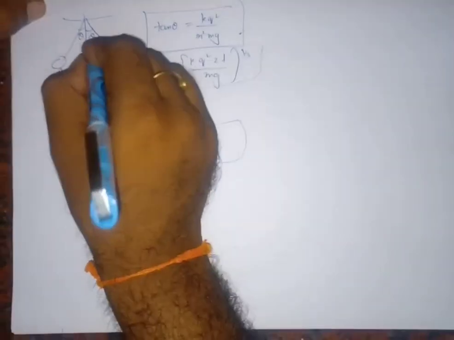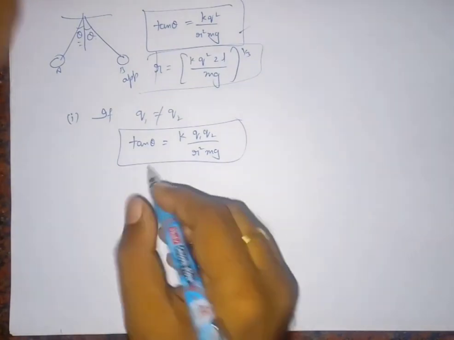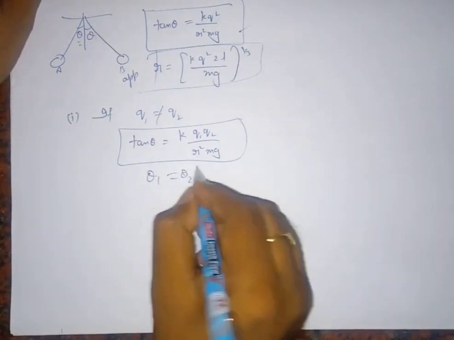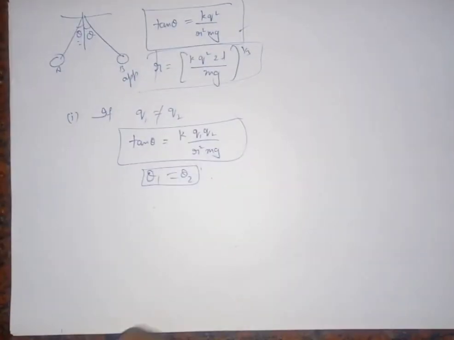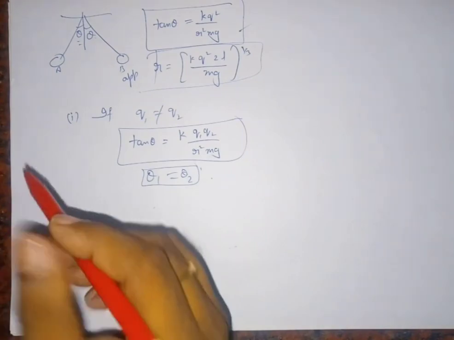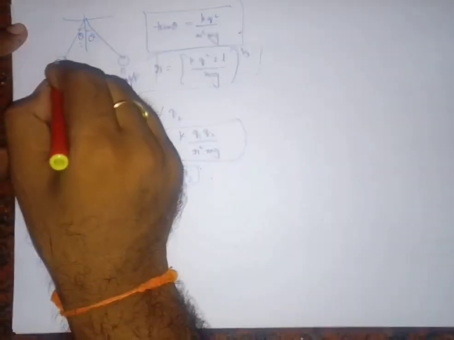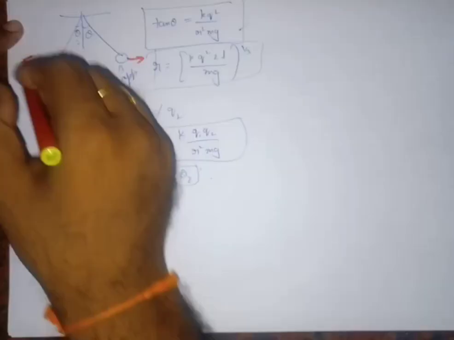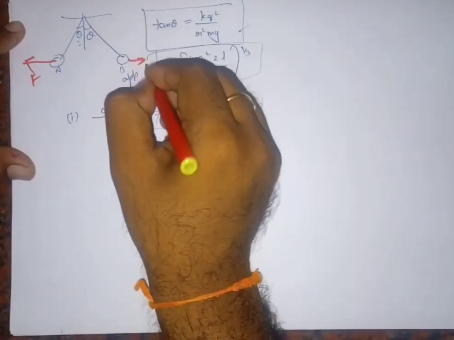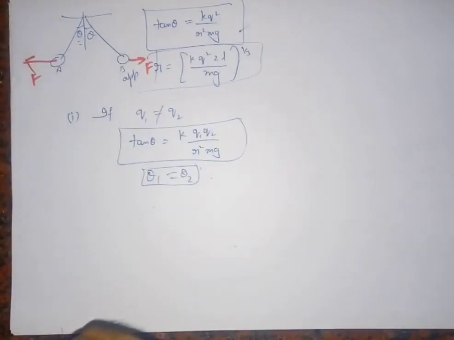Now, is the theta going to be same for both of them? In fact, yes. Now, how is theta going to be same even though the charges differ? It's all because when charges differ, the electrostatic force on both of them still continues to be the same.